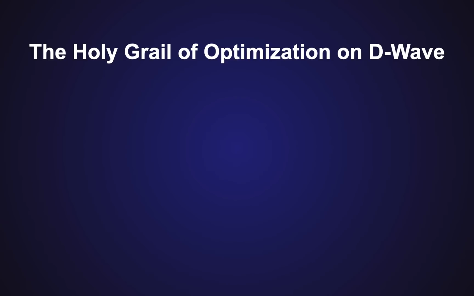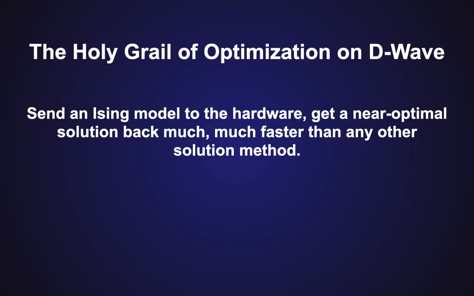I'll begin by motivating with what I consider the holy grail of optimization on DWave. That would be you send an Ising model to the hardware, get a near optimal solution back much faster than any other solution method out there.